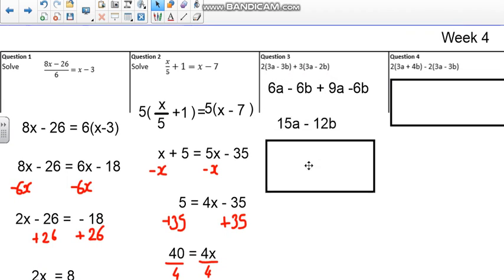Here we're simplifying, so you just need to multiply those brackets out and then collect your like terms together, so you should end up with 15a minus 12b.